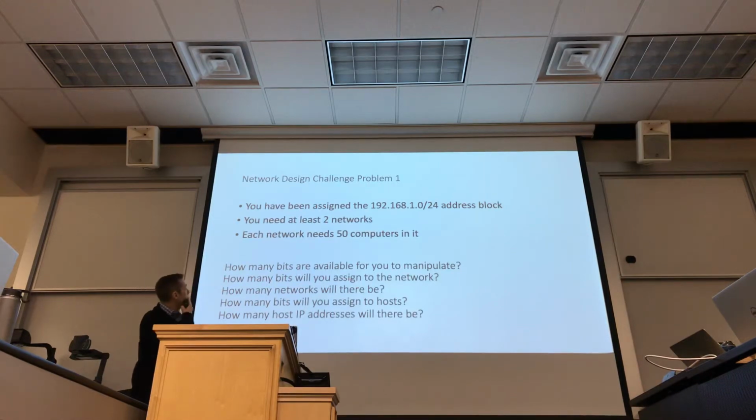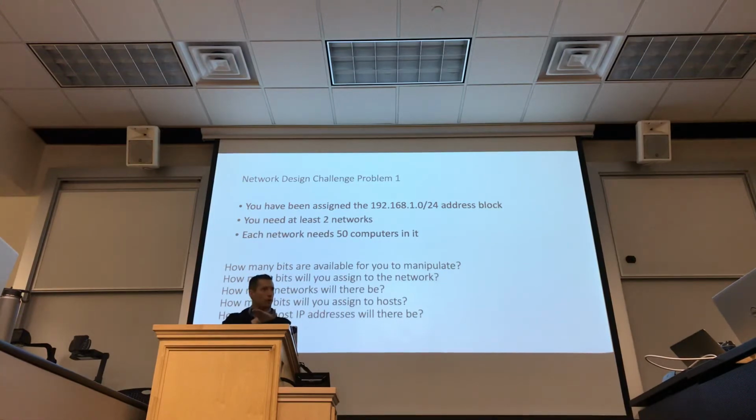So you need at least 2 networks. We've got to solve this problem. How many bits of the 8 that are available are we going to assign to the network? 1. We could do 1 or 2. Either one of those is going to be fine in this case. Hypothetically, if we gave 1 to the network, that would give us 7 left for host addresses. 2 to the power of 7 is 128, so that works fine.